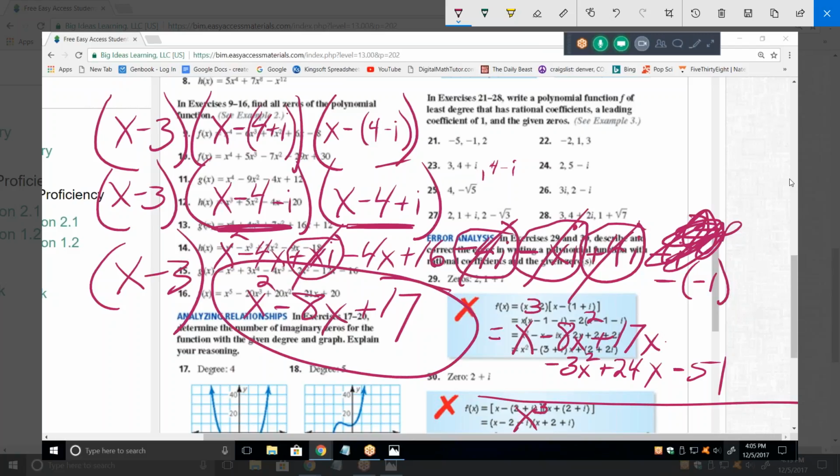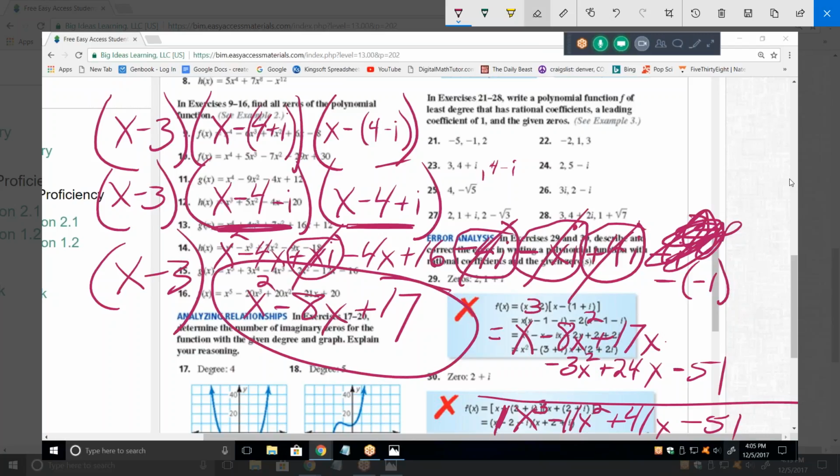Okay. So x to the third minus 11x squared plus 41x minus 51. There's your answer. Again, all rational coefficients and a leading coefficient of 1.